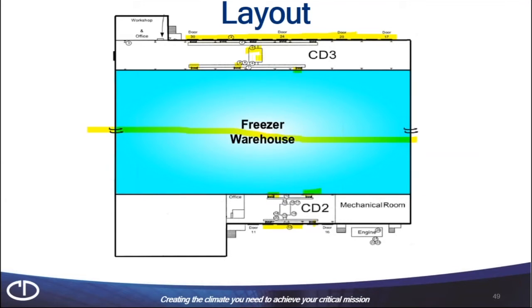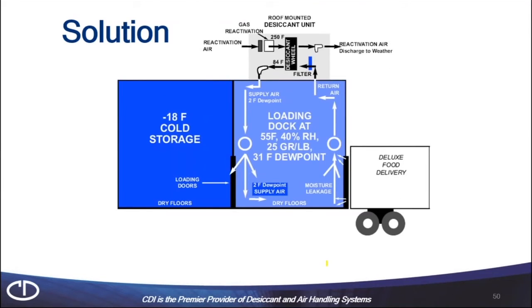All right, and so the desiccant dehumidifier was placed up on the roof. It can be indoor, doesn't matter. And what we're doing, you can see a little bit here, I'll show you on the next slide, is taking the return air into the unit and then supplying it to those other doors. So here is a cross-section view. Here is our deluxe food delivery service, picking up product from your cold storage facility.